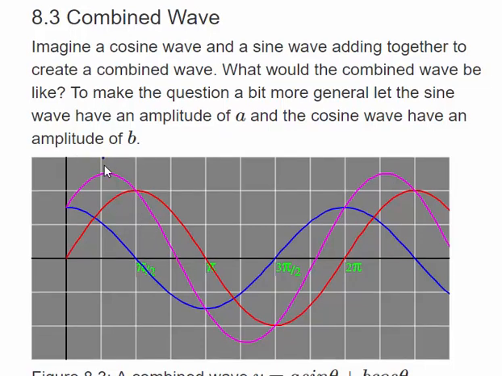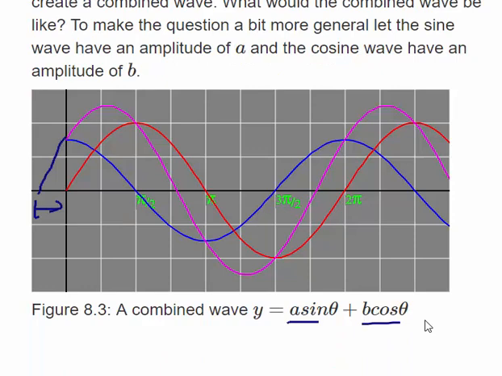The wavelength of the combined wave is the same as the wavelength of the sine and the cosine, but the amplitude is different. You can imagine the combined wave starting down here, and this distance is known as the phase angle. What we need to do now is to combine the sine and the cosine into one expression.